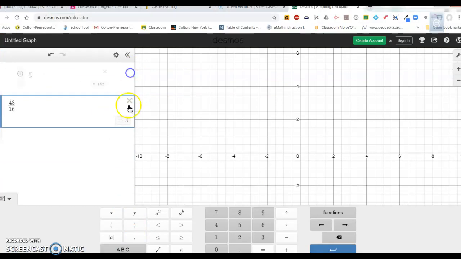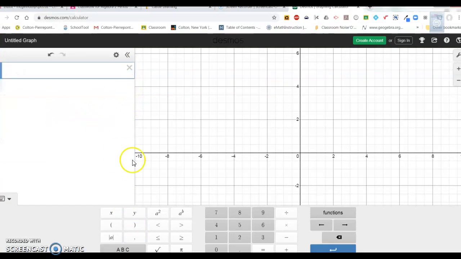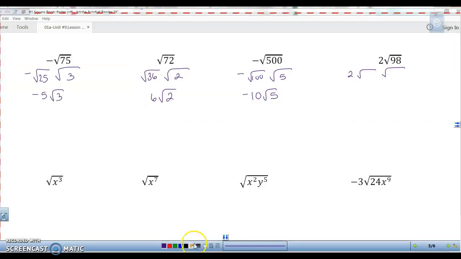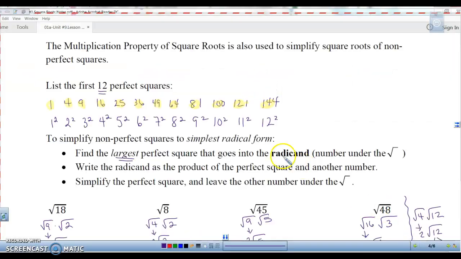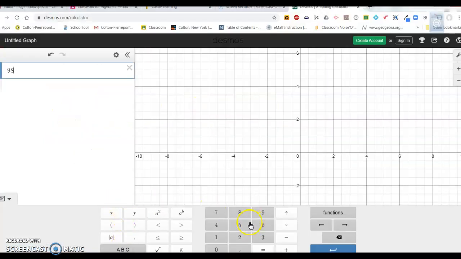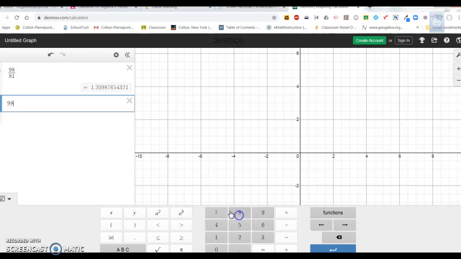If I look at my list of perfect squares, what is the biggest one that works for 98? Let me flip back here for a second. 98 would fall between 81 and 100, so let's try 81 and work backwards. 98 divided by 81. Does that work? Nope. Let's try the next one.